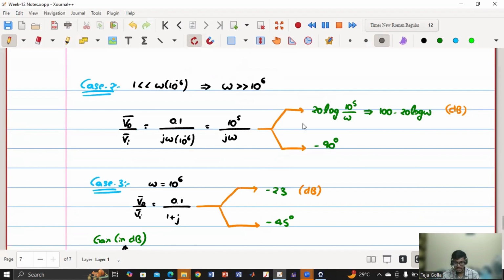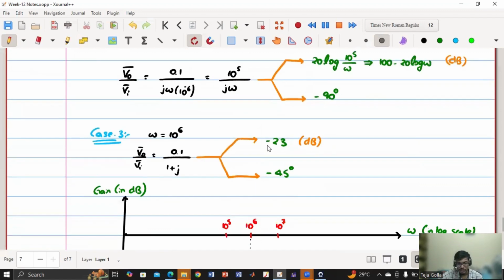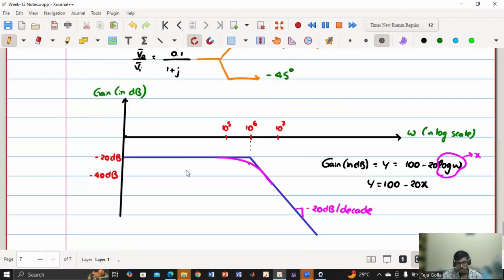If you consider this expression and calculate the magnitude at omega equal to 10 to the power 6, you will get minus 20 dB. But the actual value is minus 23 dB. So if you do not consider the exact value, it will be two straight lines, something like this. But the exact value will be minus 3 dB smaller than that. This is minus 3 dB. So there will be a 3 dB error at this 10 to the power 6 in the Bode plot.